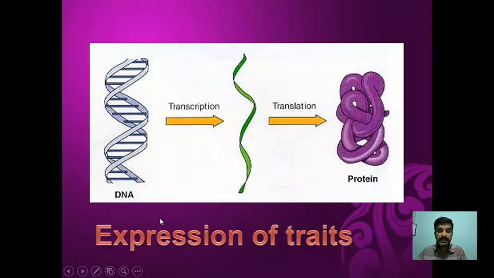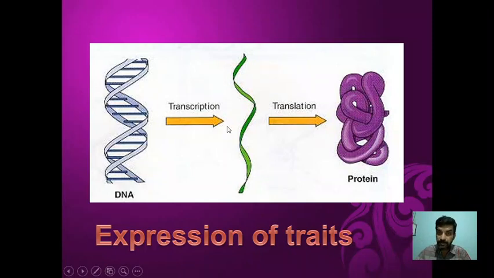Then how will the expression of traits take place? Generally the expression of a trait takes place in this way. DNA is there, and a part of the DNA is a gene. That particular DNA is going to be transcribed. That process is transcription, into an mRNA. So this is DNA and this green colored structure is mRNA. The information from DNA is copied to the mRNA by means of transcription, and from this a protein is going to be formed.